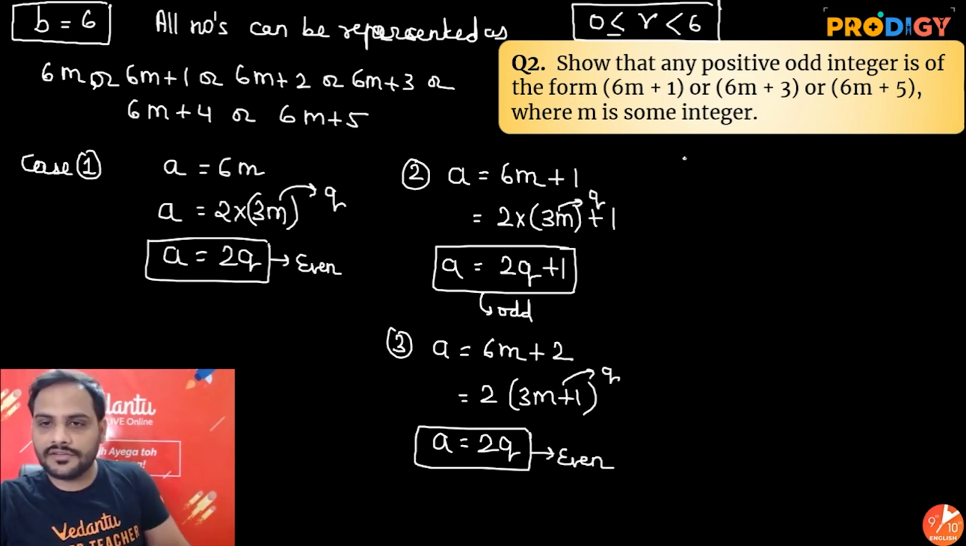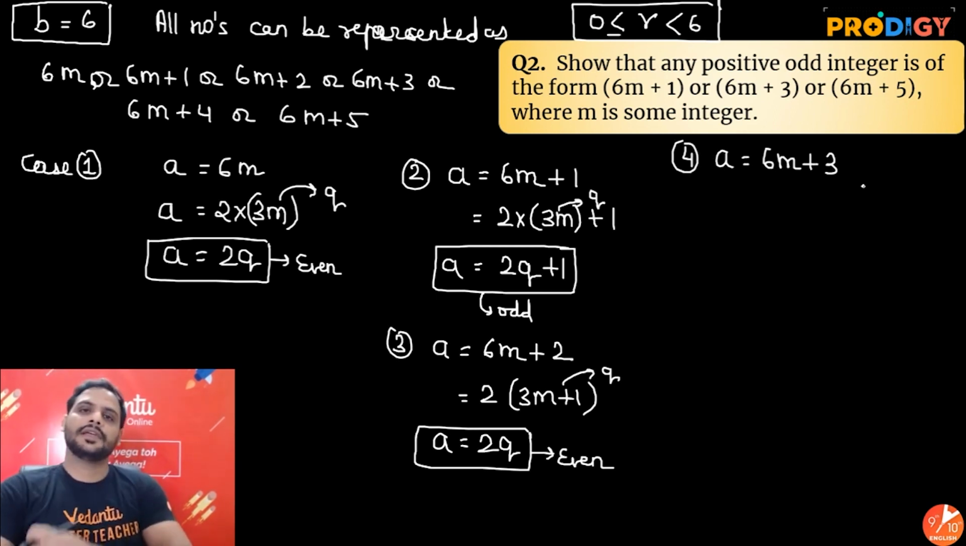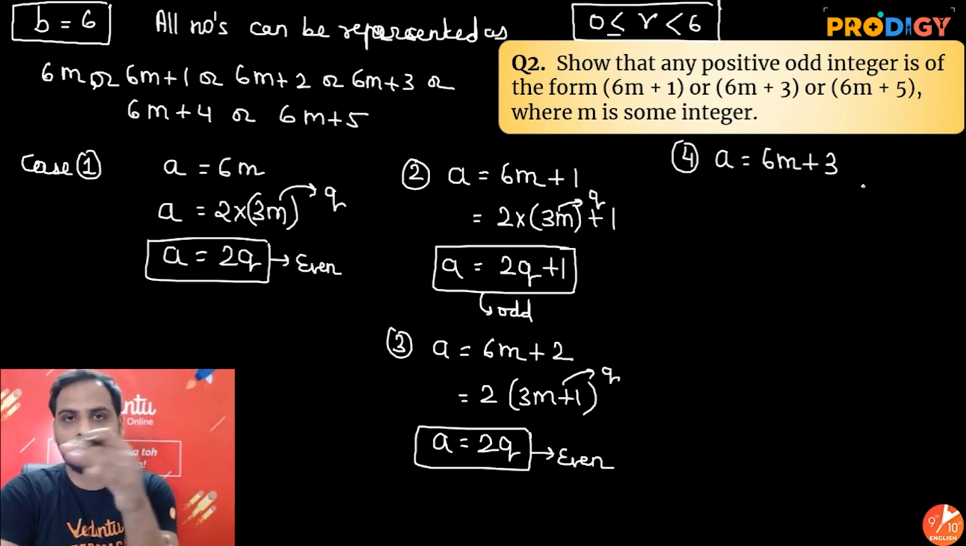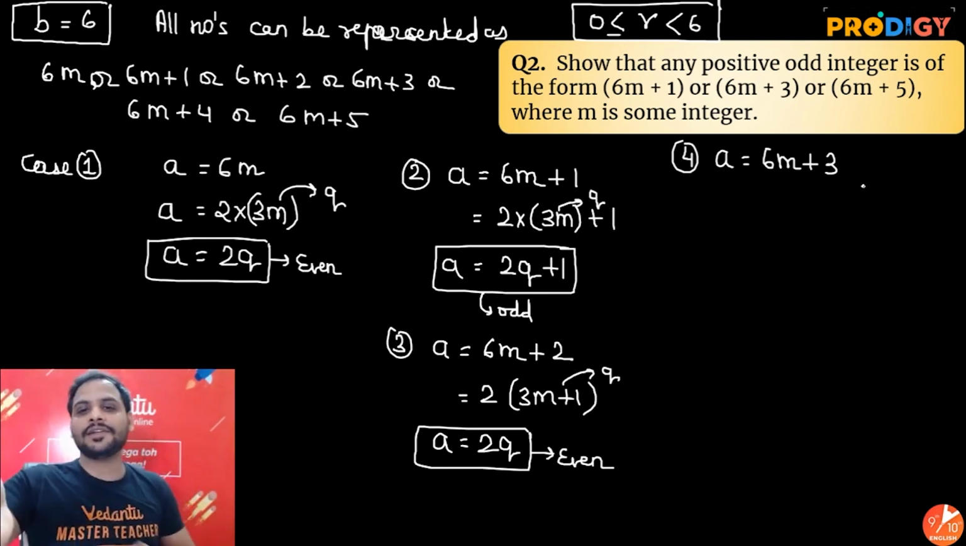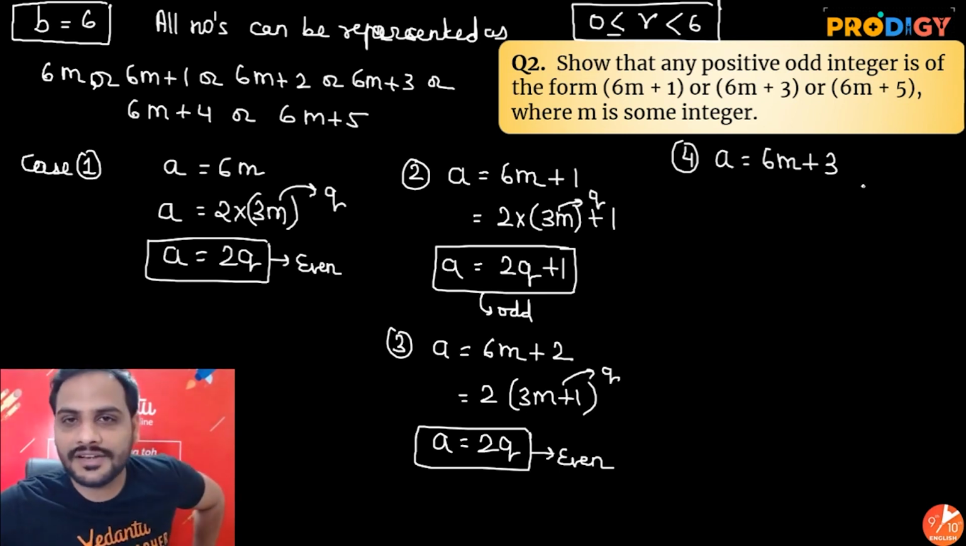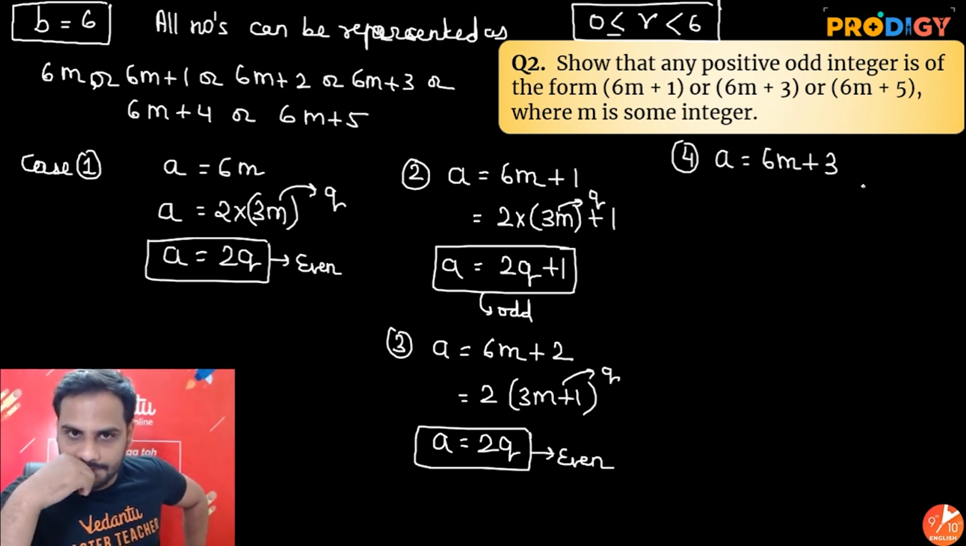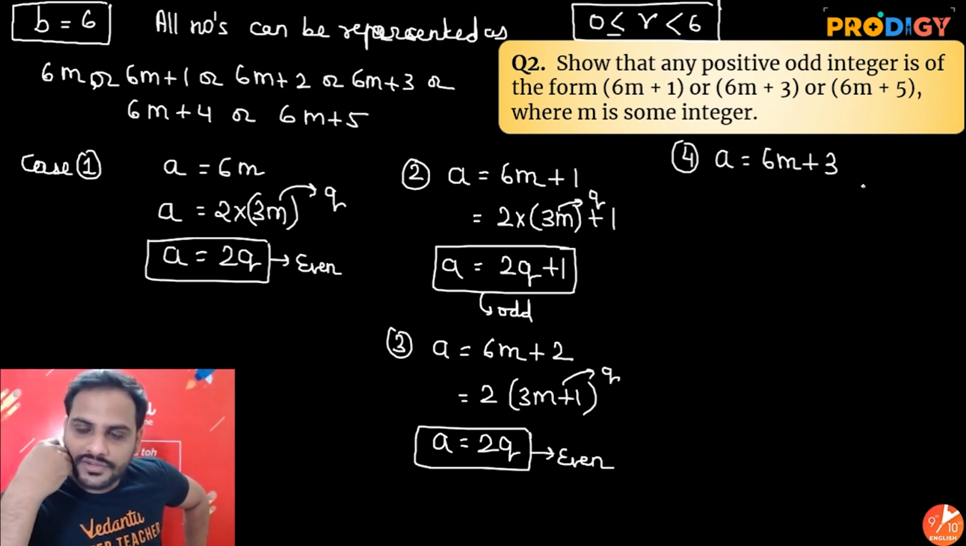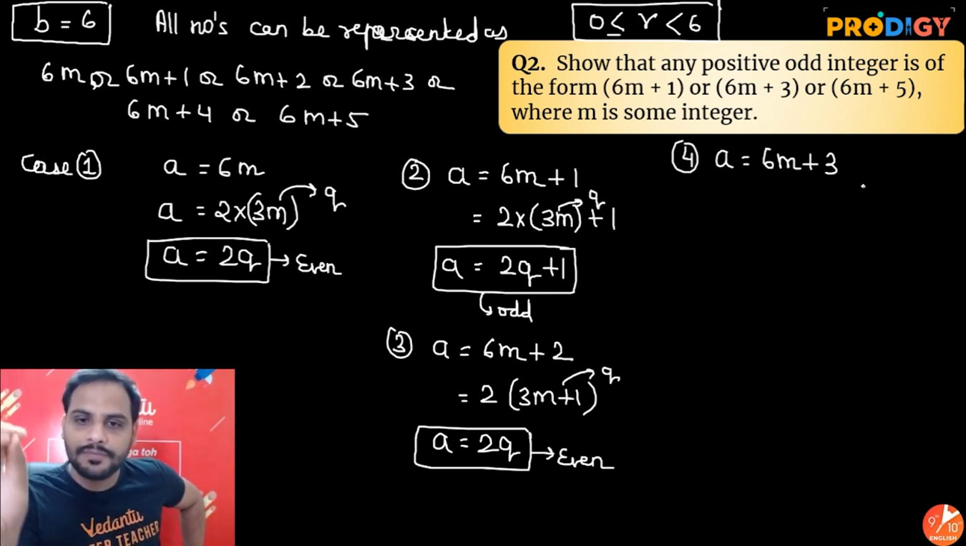Let's go for the next case, case number 4. When a is written as 6m plus 3. Now see, you will say, sir, you cannot take 2 common directly. So you cannot take 2 common. So sir, we just write it as 2q plus 3? No, not like that. See what we'll do. At the end we have to convert it in the form of 2q plus 1.